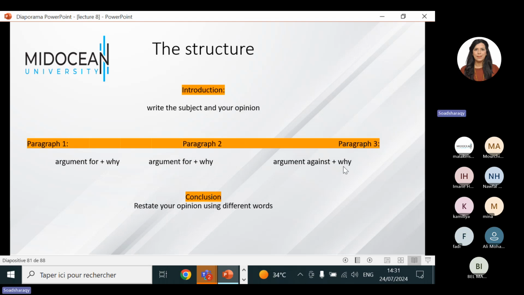Plus why, when I say plus why, I mean you support or you explain your argument and you support it with examples. Of course, I'm talking about writing an opinion essay in which you give your opinion about a certain subject or topic. Okay? The conclusion restates your opinion using different words. Okay, so here you have 3 paragraphs. Introduction, 3 paragraphs, conclusion.